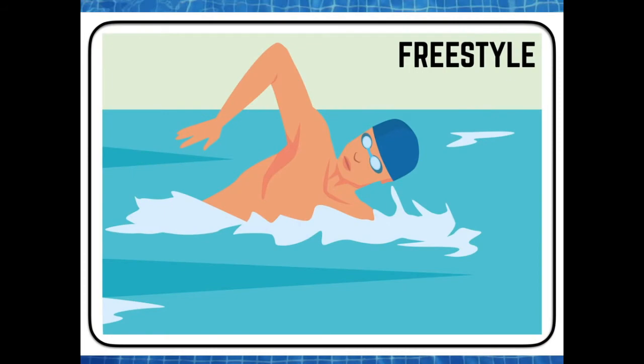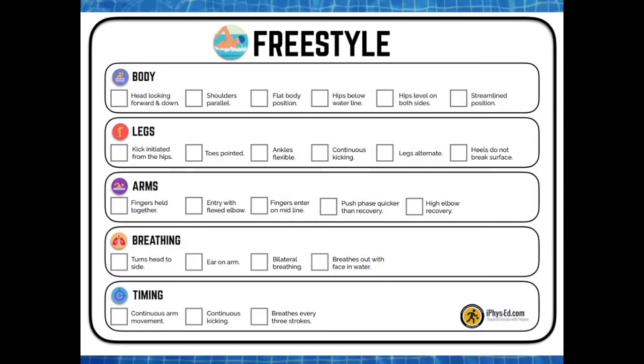Here's a closer look at the Freestyle version. So you can see here some of the success criteria. So for body, we're looking at head looking forward and down, shoulders parallel, flat body position, hips below the waterline, hips level on both sides, and a streamlined position. For the legs, that the kick is initiated at the hips, toes pointed, ankles flexible, continuous kicking.